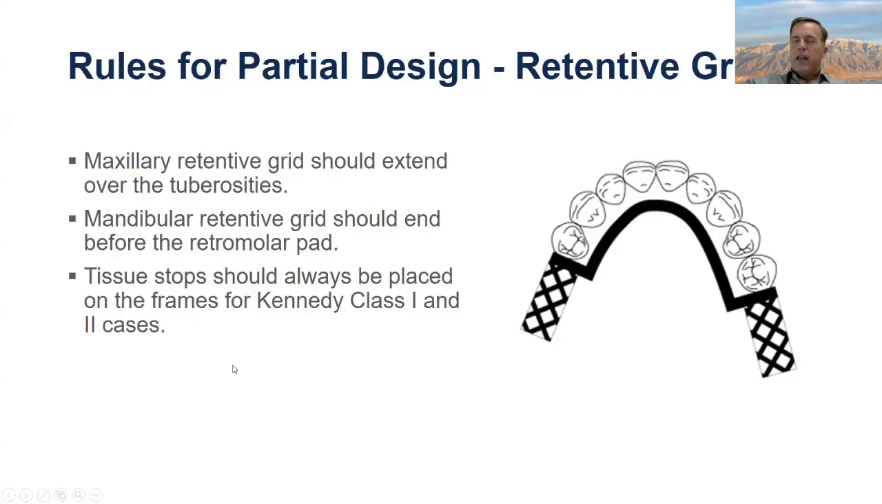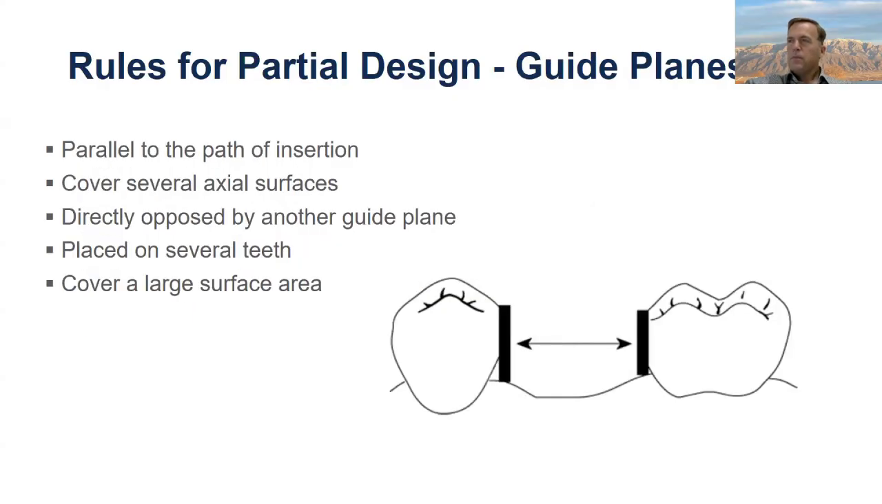But in general, where the partial could tip during processing, we'll want a tissue stop. Now with digital, we can do what's called the snap fit partial, and we don't really need this because we can design the underside of the grid and the upper side of the grid all at one time. So it's just bonded together basically. That's a fairly new digital workflow.